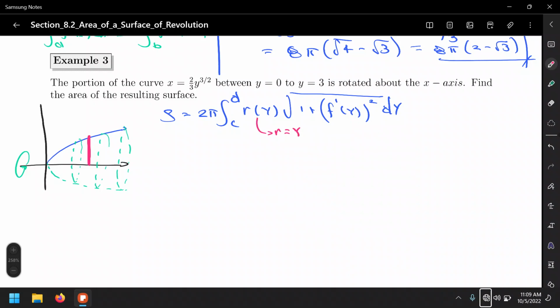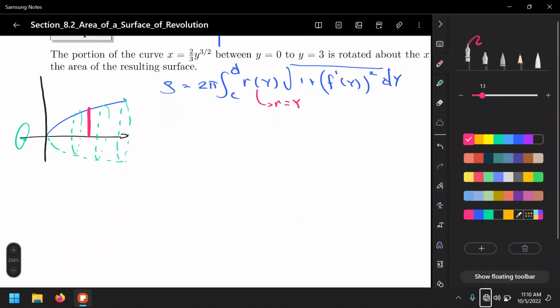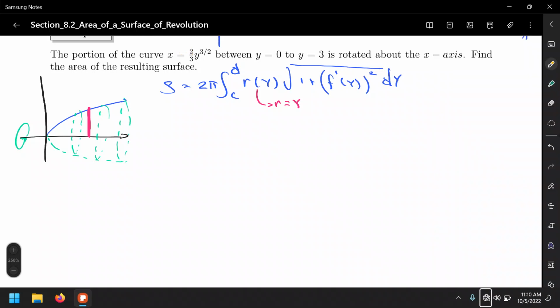But in this case, we are not going to replace this y with f of x, because we're not working with functions of x this time. We're working with functions of y. So y is already y. But still we need to find the derivative of this function. That's x equals 2/3 y to the 3/2. This x is going to be our f of y.